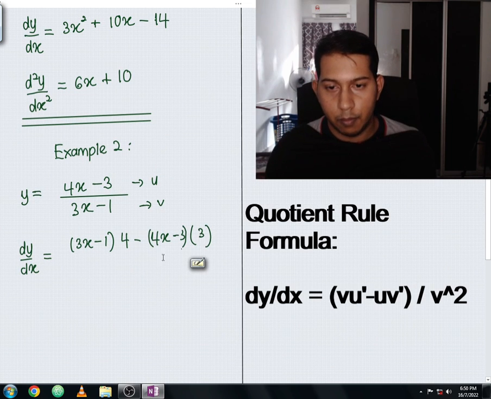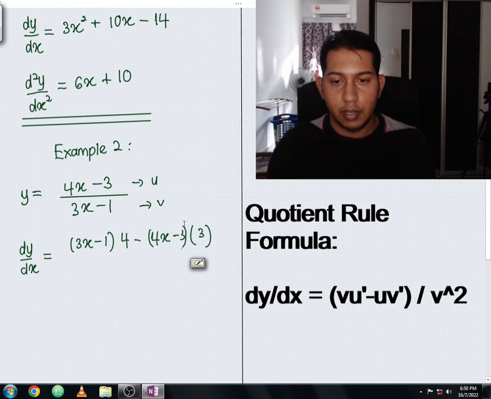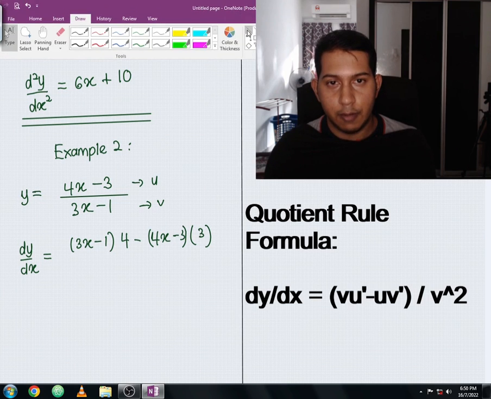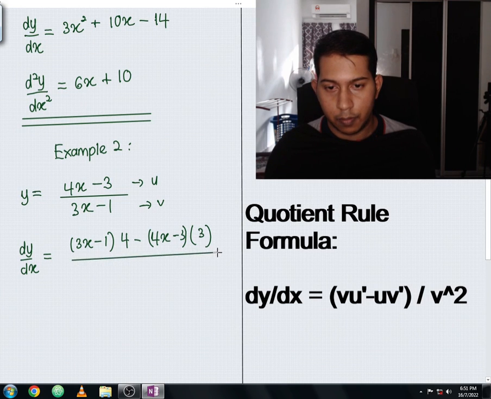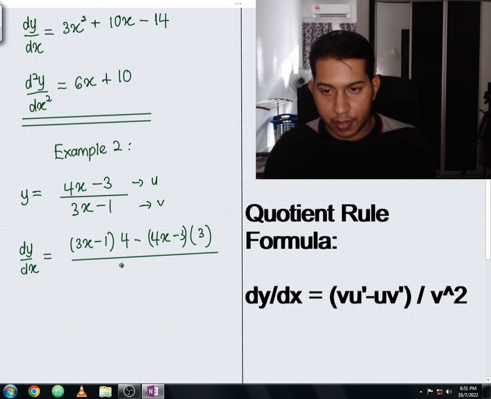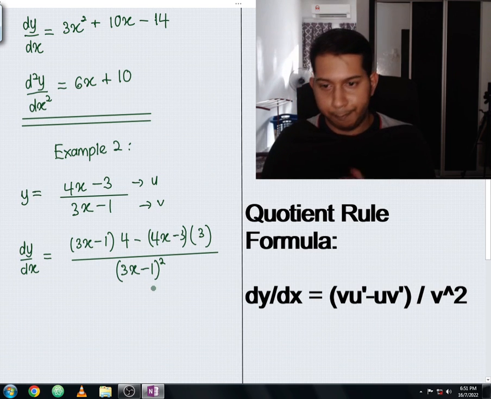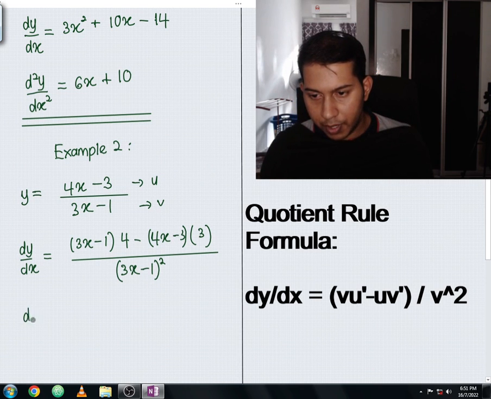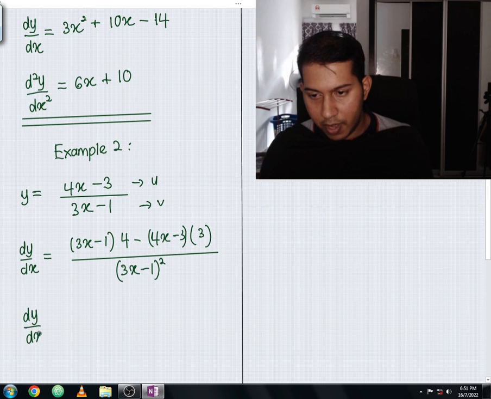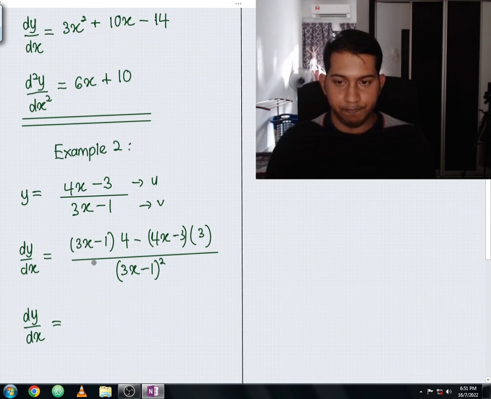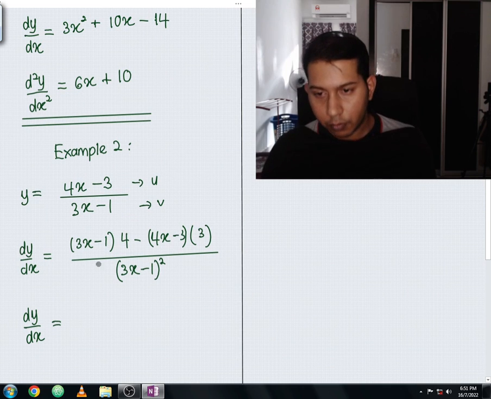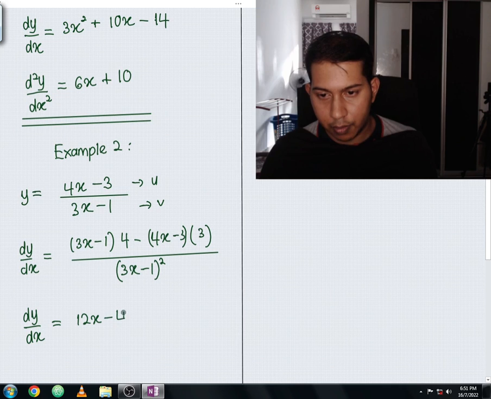Make sure you put the bracket, guys. If you just leave it like that without putting the bracket, it will be wrong. And then divide with (3x - 1) squared. So from here your dy over dx will be equal to... you solve this. So from here you get 12x - 4.